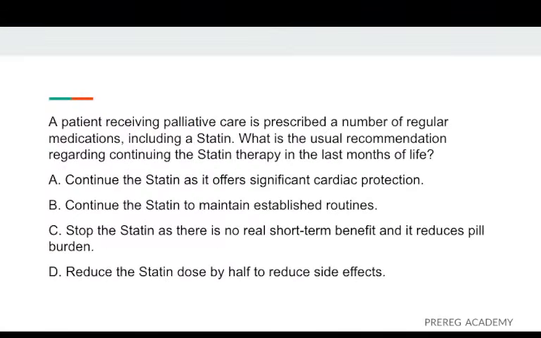A patient receiving palliative care is prescribed a number of regular medications, including a statin. What is the usual recommendation regarding continuing the statin therapy in the last months of life? A. Continue the statin as it offers significant cardiac protection. B. Continue the statin to maintain established routines. C. Stop the statin. And D. Reduce the statin dose by half to reduce side effects.